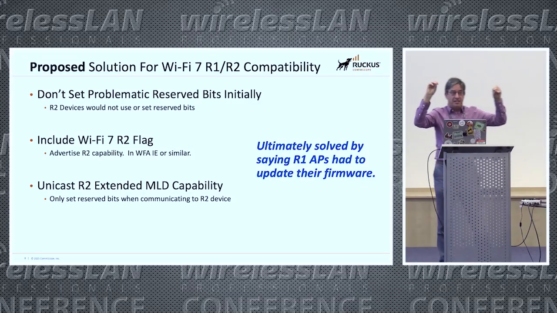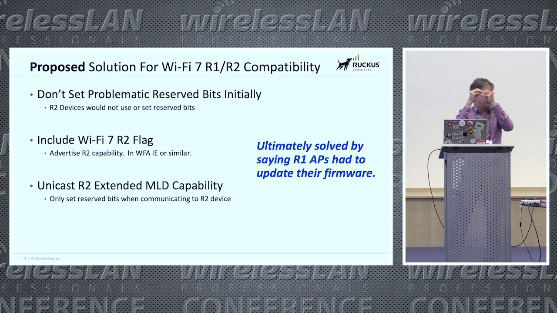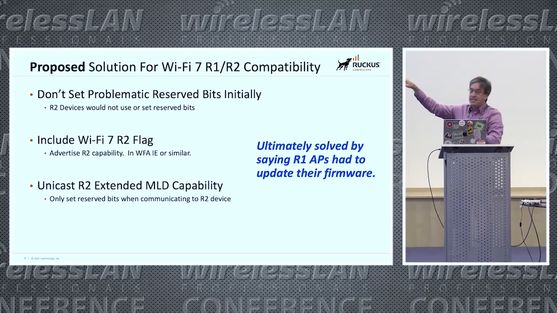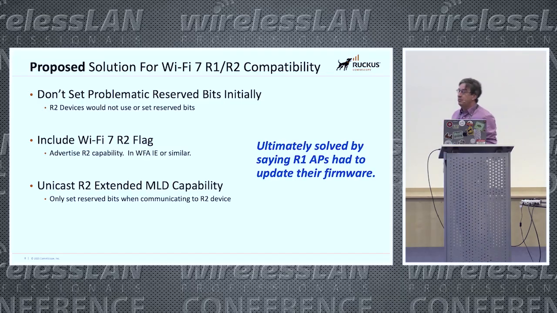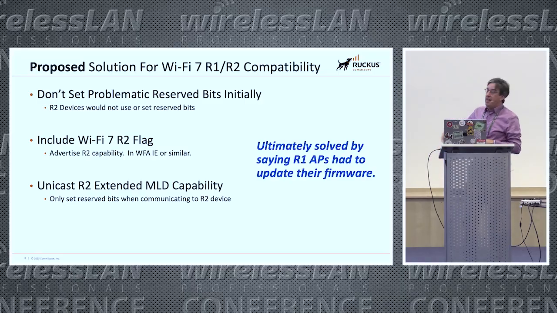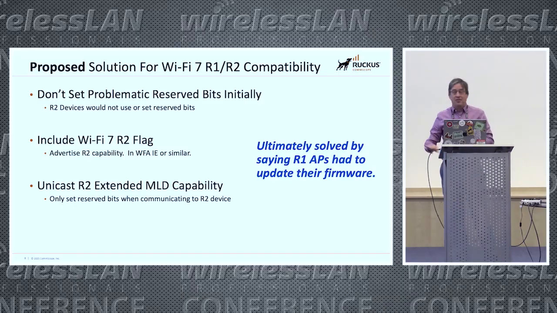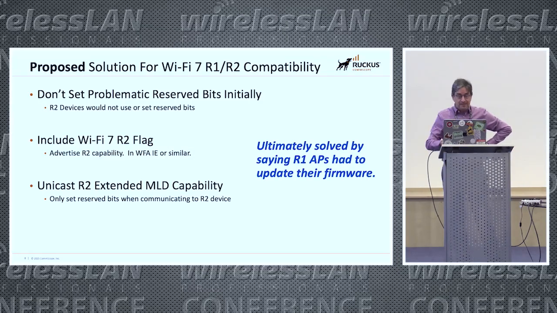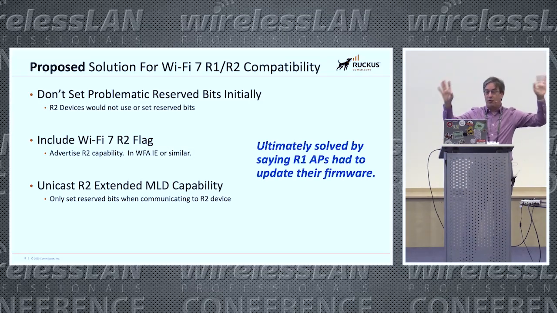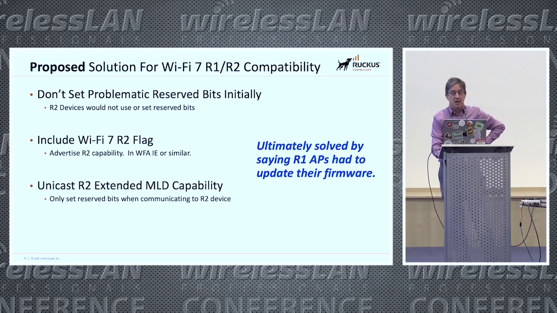And once those R2 devices realize they're talking to each other, then you'll set the extended MLD capability, right? And then at that point, you go into your R2 mode and exchange R2 information. That didn't go through, but ultimately it was solved by saying everybody had to update their firmware. And I believe there's now a test for that. So, two ways of approaching forward compatibility problems.